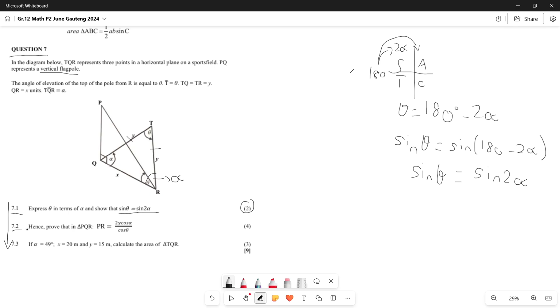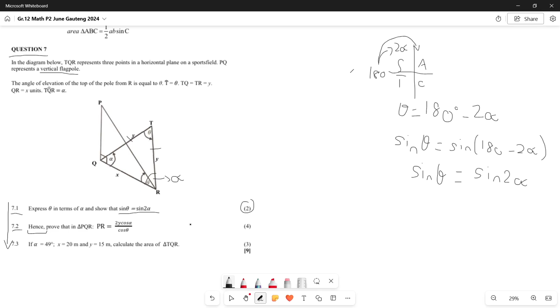From there, for 7.2, it's saying hence prove that PR equals 2y cos alpha over cos theta, for 4 marks. Whenever they say hence, it's very important that if we could not calculate this in 7.1, we would then use this sine theta equals sine 2 alpha in this next question.